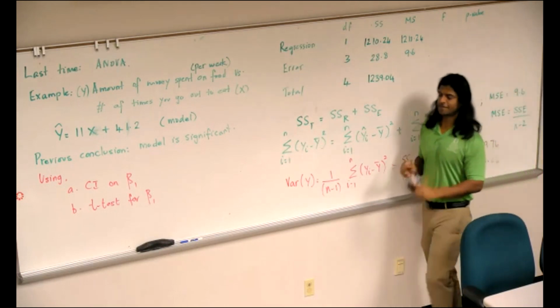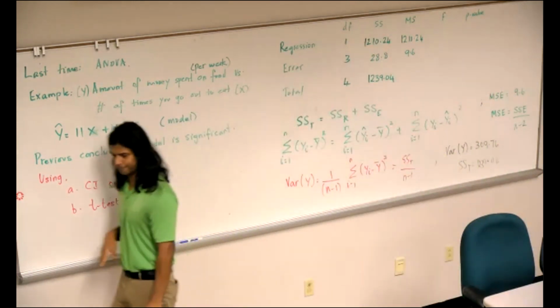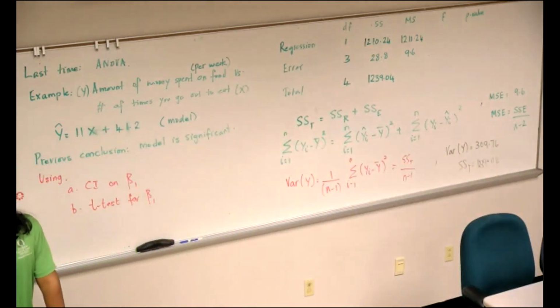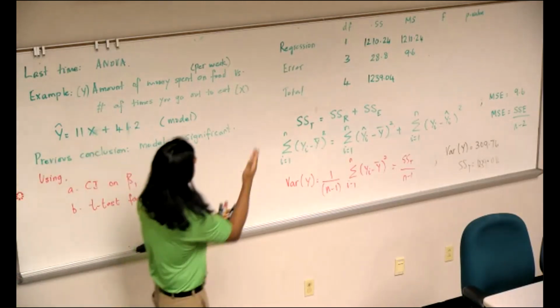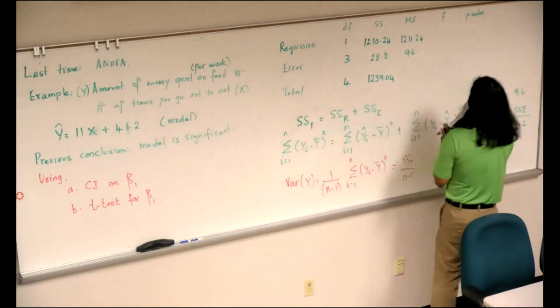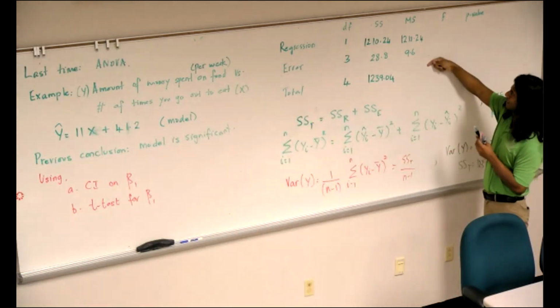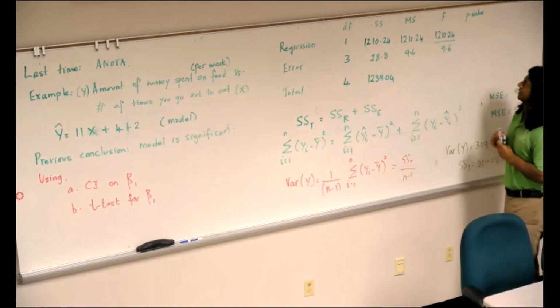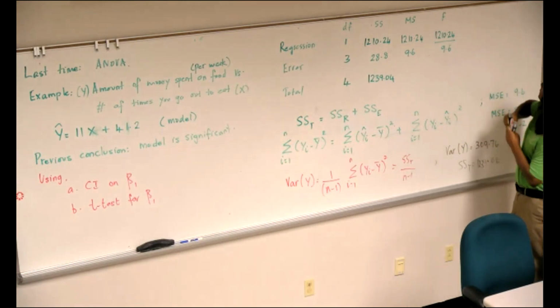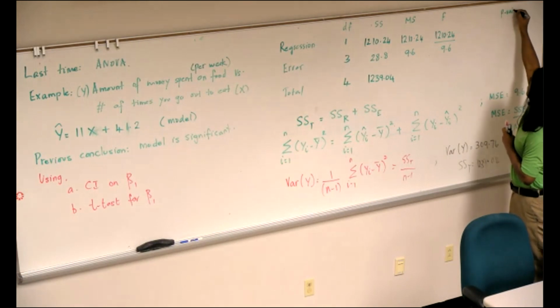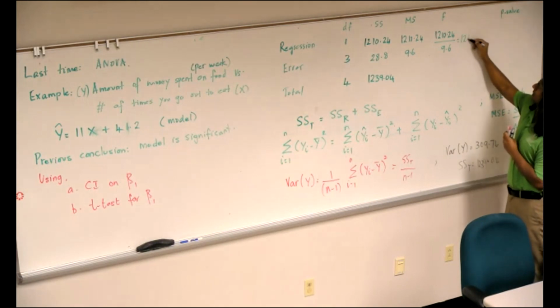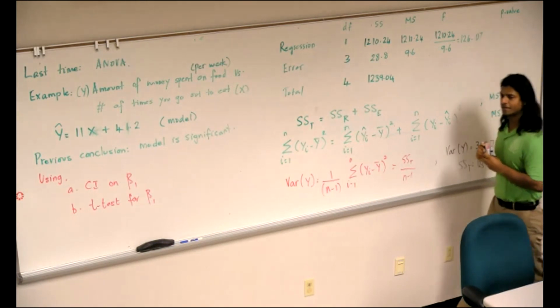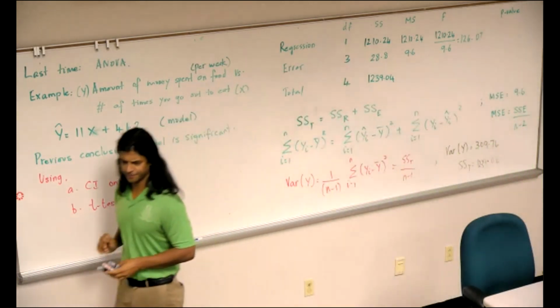From last class, what is F? Good. MSR divided by MSE. So you divide those two. So 1210.24 divided by 9.6, which is 126.067. I'll write it as 126.07.